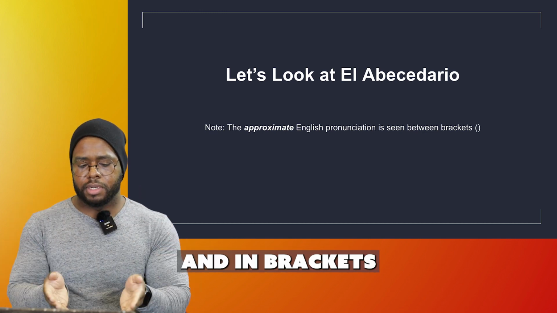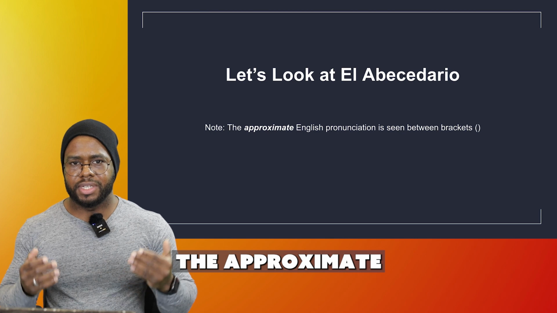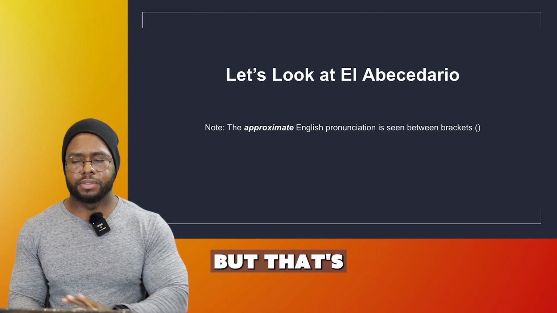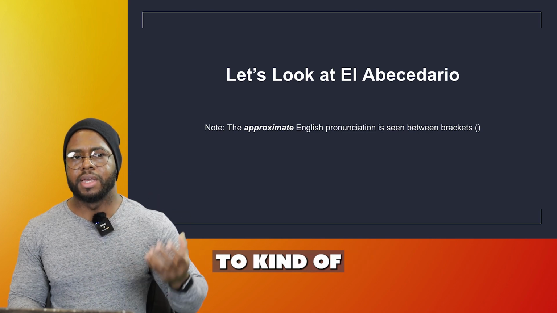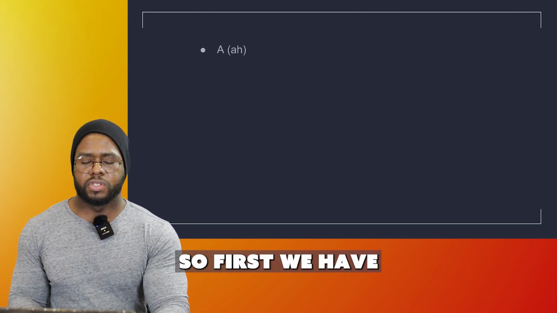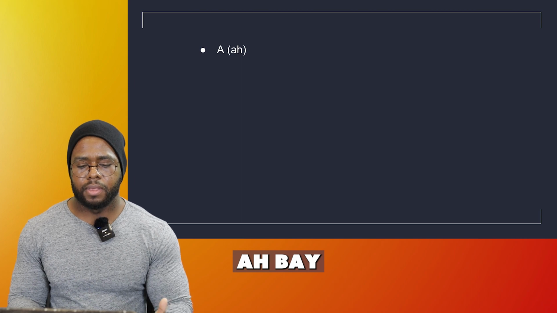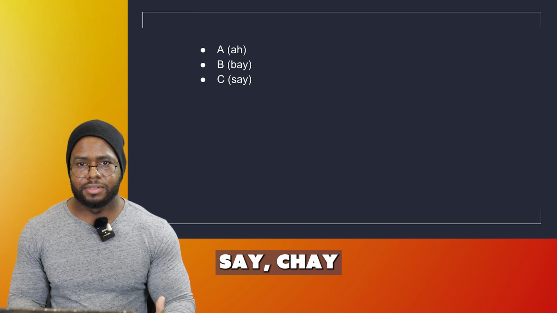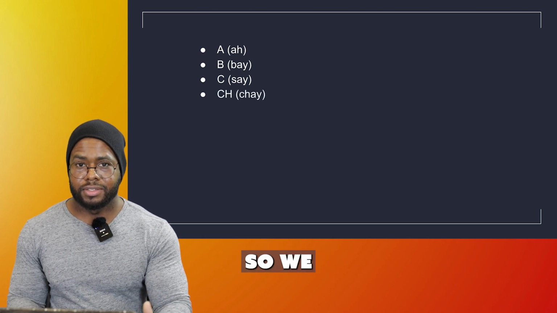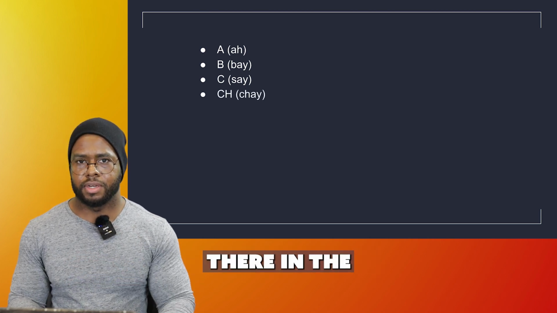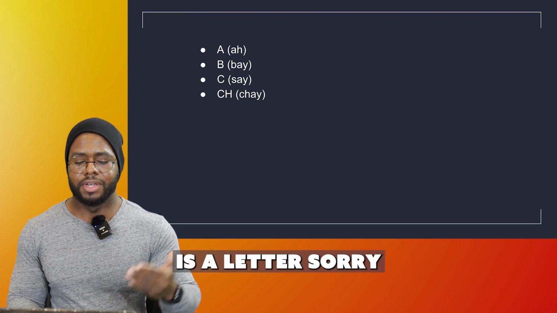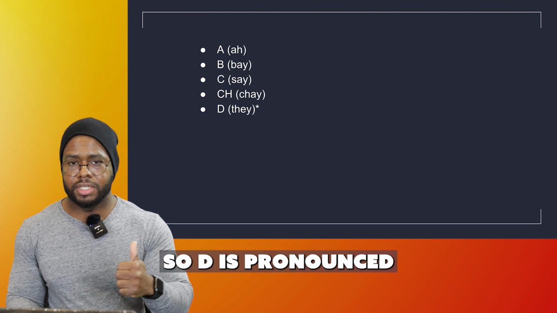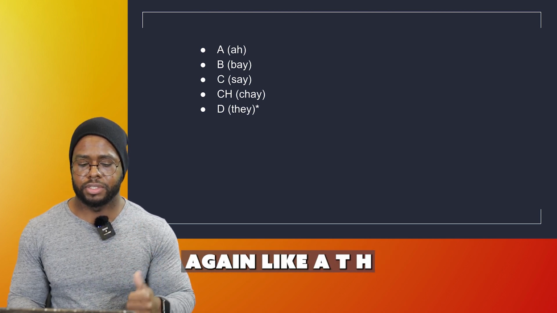And in brackets, you're going to see the approximate English pronunciation, but that's not how you actually write the word, it's just a pronunciation to help you get the hang of the sound, right? So first we have A, B, C, Che. So we actually have an extra letter there in the alphabet. CH in Spanish is our letter, sorry. De, right? So D is pronounced again like a TH, so it's de.